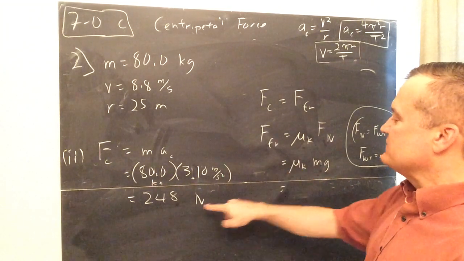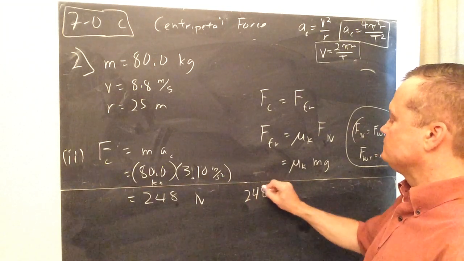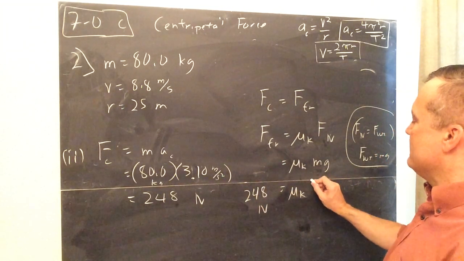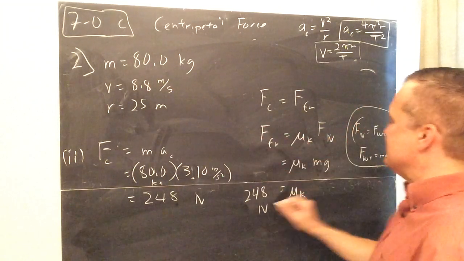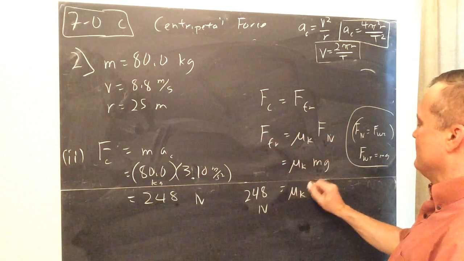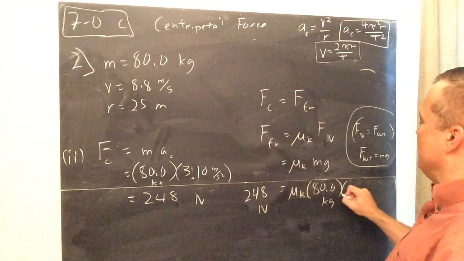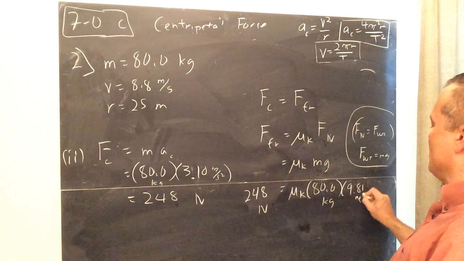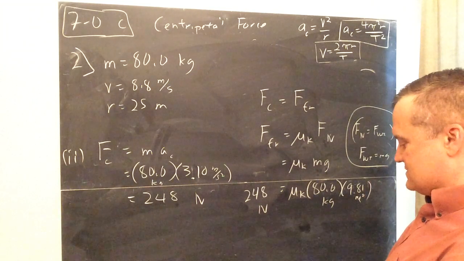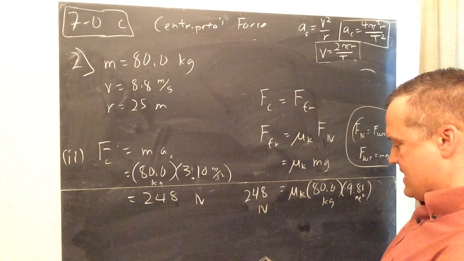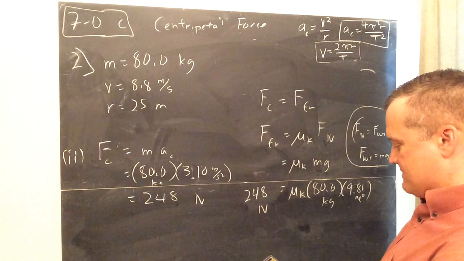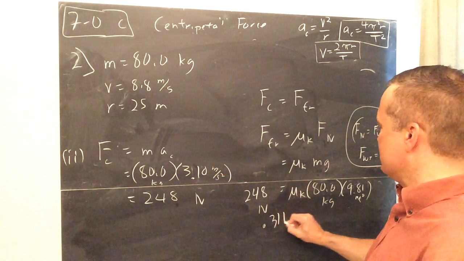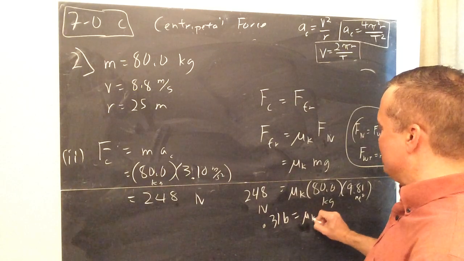So if the friction force is 248, we don't know the friction constant, but we know the mass of the runner is 80. And we know g is 9.81 for gravity. So there it is, 248 divided by 80, and then divided by 9.81 gives you 0.316 as the coefficient of friction.